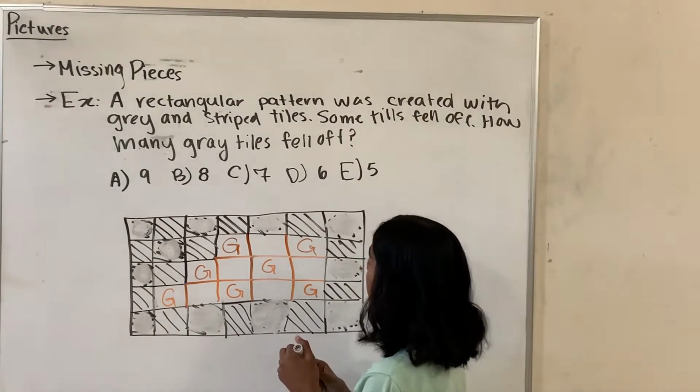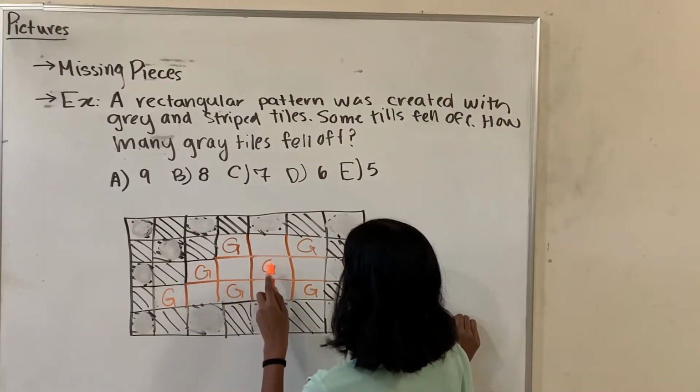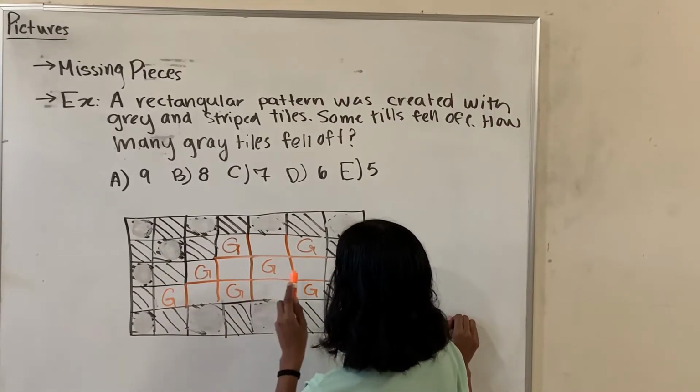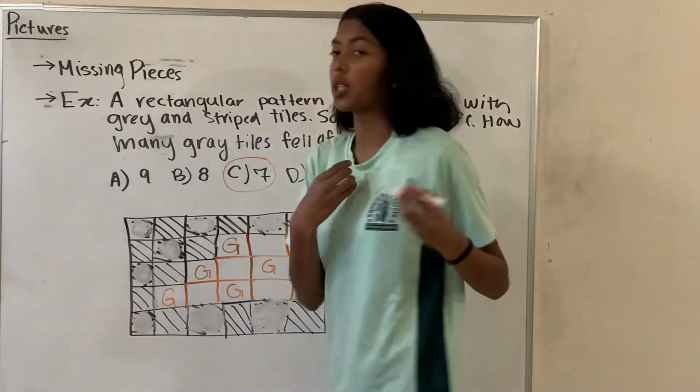So what we're going to do is count these. So let's count. 1, 2, 3, 4, 5, 6, 7. Therefore, our answer is C, which is 7.